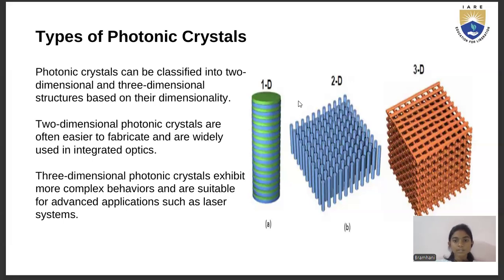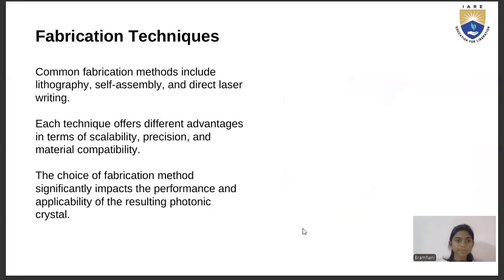These are the types of photonic crystals, and here we can see they are classified into two-dimensional and three-dimensional based on their dimensionality. Two-dimensional photonic crystals are easier to fabricate and widely used in integrated optics, whereas three-dimensional structures have more complex behaviors and are suitable for advanced applications such as laser systems. These are advanced and complex applications.